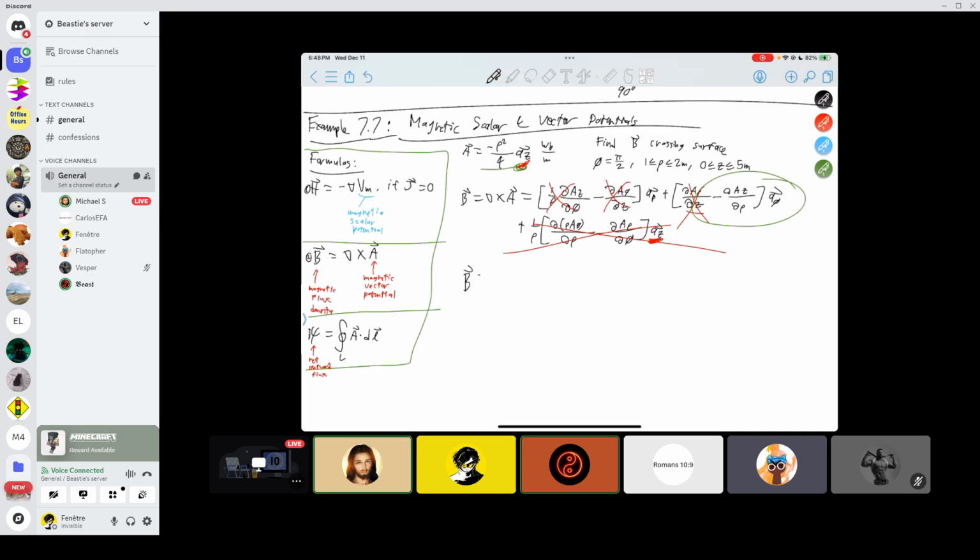So B now is essentially just left with this term. This is the only surviving term, because this is the only one that's with respect to rho, and these two. And this one, from my understanding, is with AZ, and AZ is here. So AZ cross AZ is 0, so that's why I crossed that out as well. That's how I understand it.